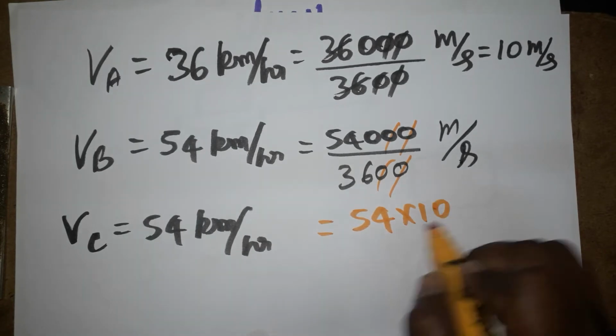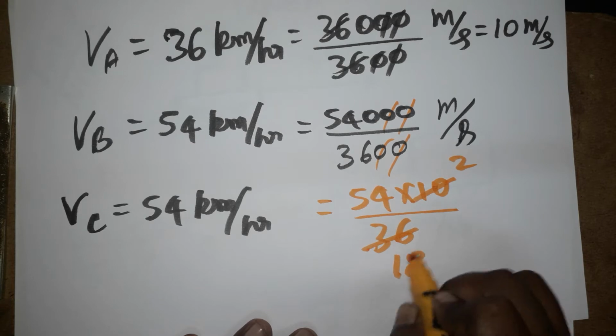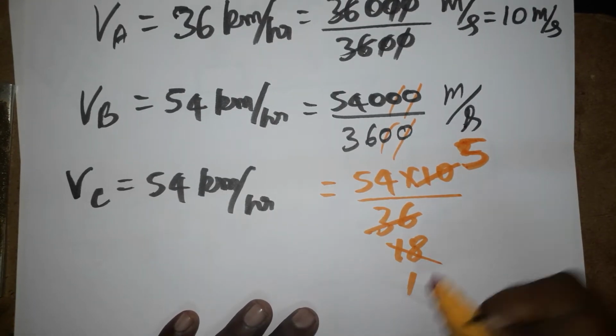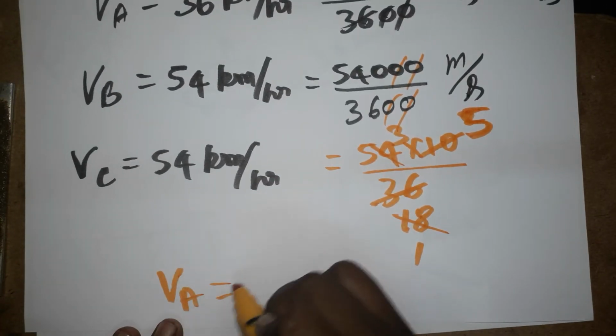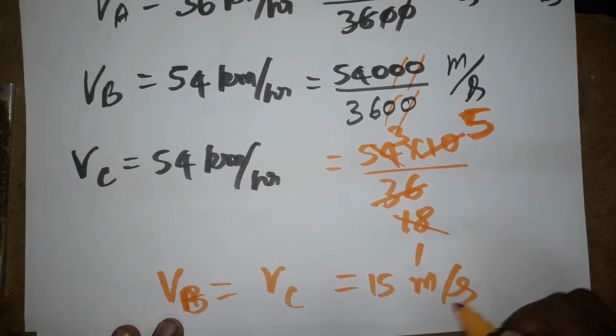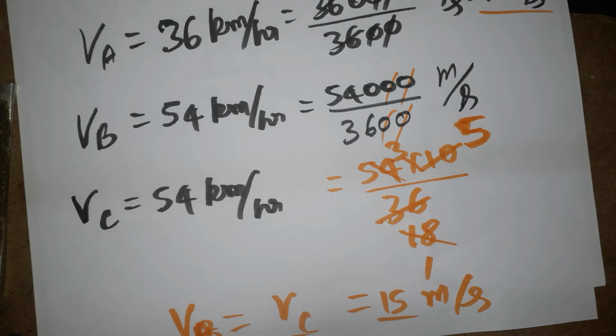54 into 10 divided by 36 you can write. Sorry, this is going to be 5 times, 2 cancels. This is 1, this is 3. So velocity of B and velocity of C are 15 meter per second. So A is 10, B is 15, C is 15. Now I have converted the units.